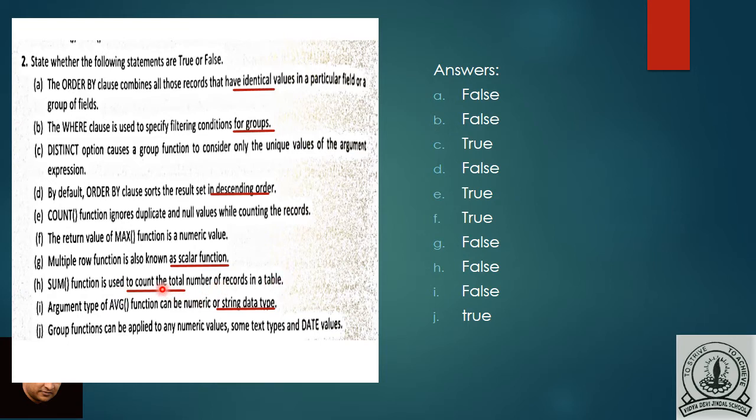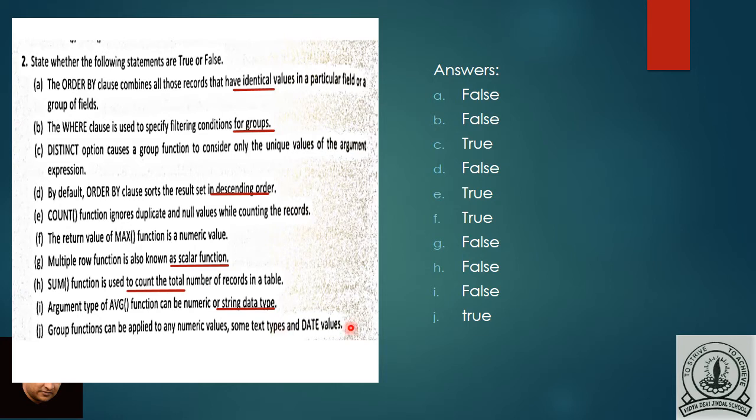G. Multiple row function is also known as scalar function. No, it is wrong. It is actually aggregate function or group function. Next, sum function is used to count the total number of records. No. For counting we use count asterisk. Sum is used to find out sum, so it is false.